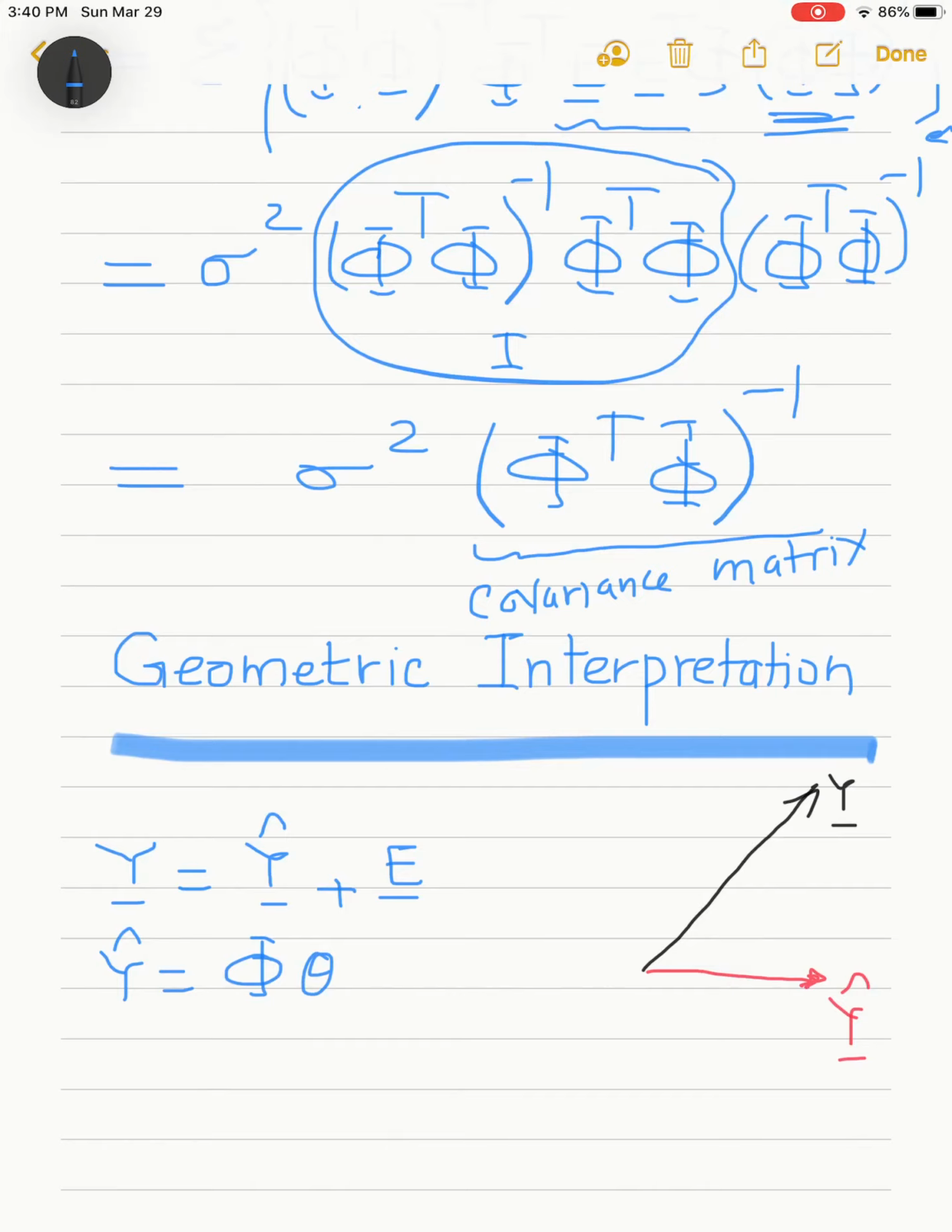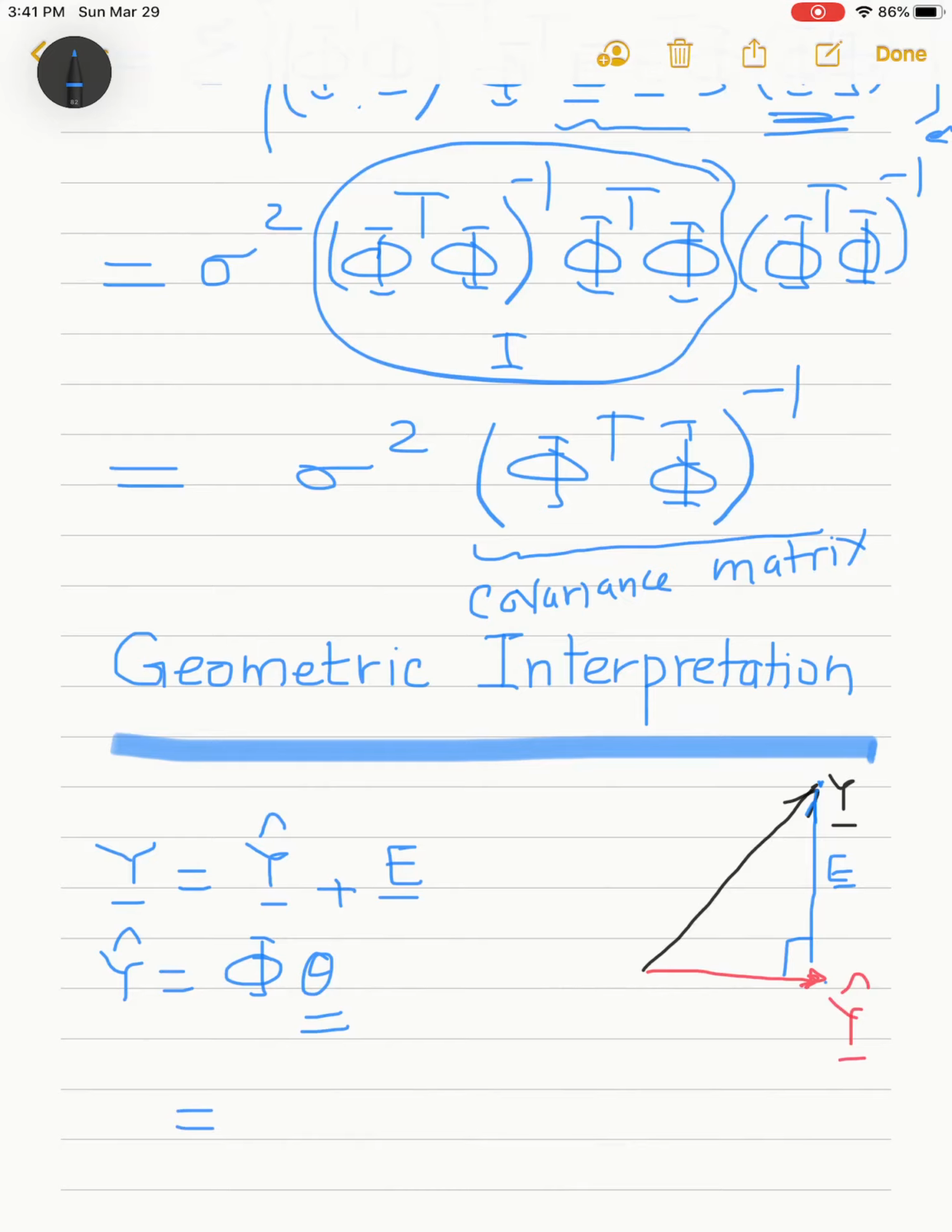So in that case, if this is the vector E, we would like to select the estimates theta so that the vector E would be as small as possible. And we know that the smallest distance between the tip point of y and the tip point of y hat would be a vector perpendicular to the vector y hat, or the plane that includes the vector y hat. I am going to assume here for simplicity that I have just two parameters to estimate.